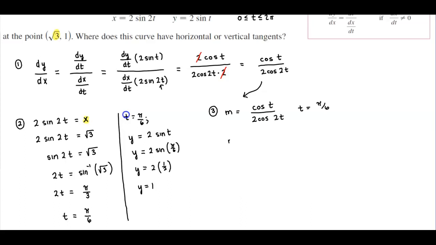So let's go ahead and plug that in. So we have the cosine of pi over 6 divided by 2 times the cosine of 2 times pi over 6. Okay? So we know that the cosine of pi over 6 is the square root of 3 over 2.